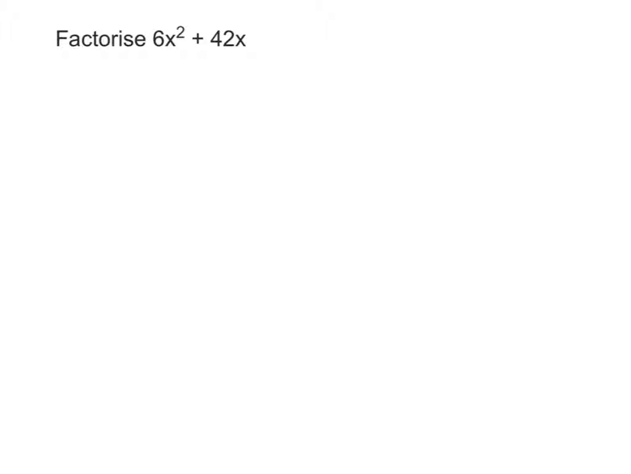So factorising, you must remember, is writing an equivalent expression but which has brackets in it. Okay? Your first decision is, do both terms, so in this case 6x squared and 42x, have something in common? Well, yes, they do. If they have something in common, that's a single bracket. So you draw a single bracket.